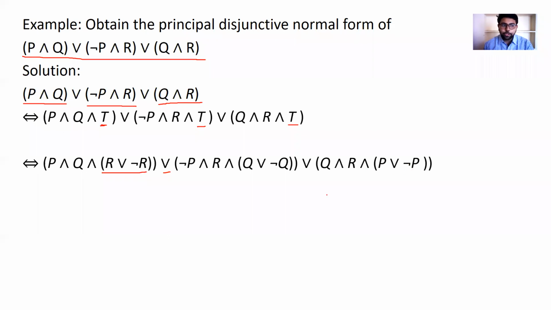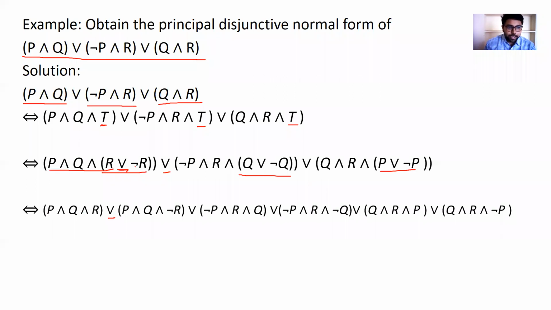Now we are going to apply the distributive law here. P and Q and R or P and Q and negation R. ఓకే, ఈ ఒక్క టర్మ్ నుంచి నాకు 2 టర్మ్స్ వచ్చాయి.